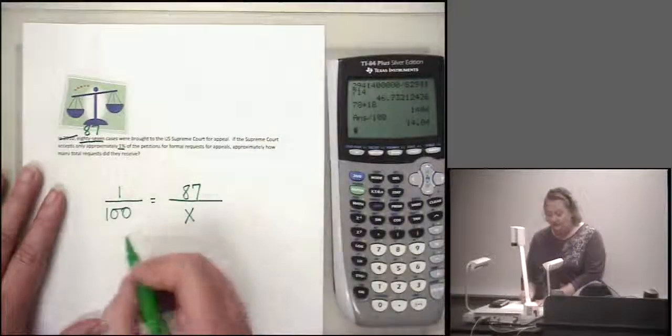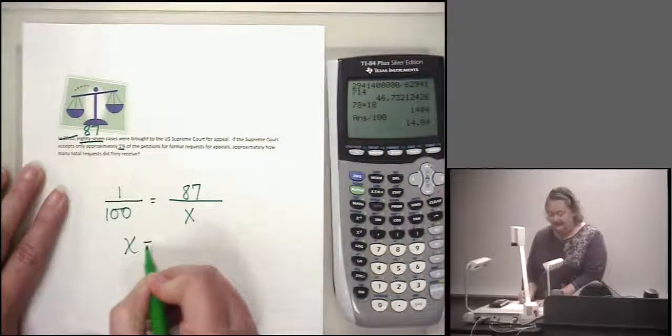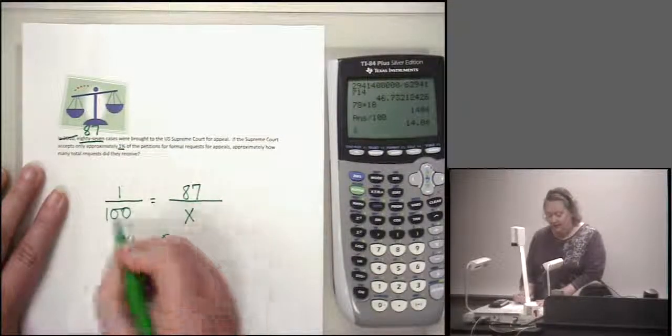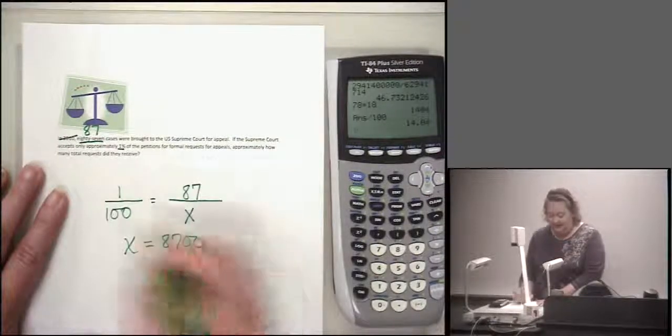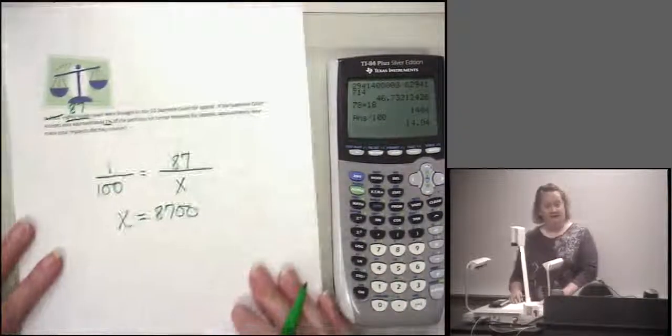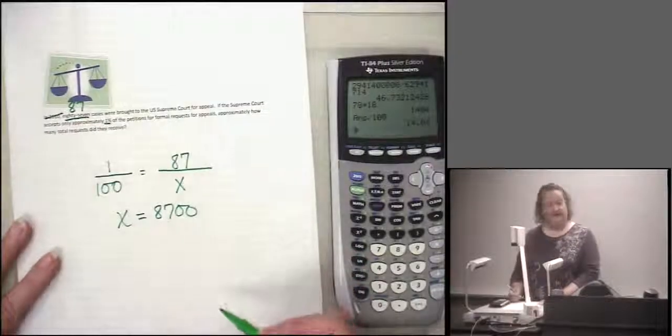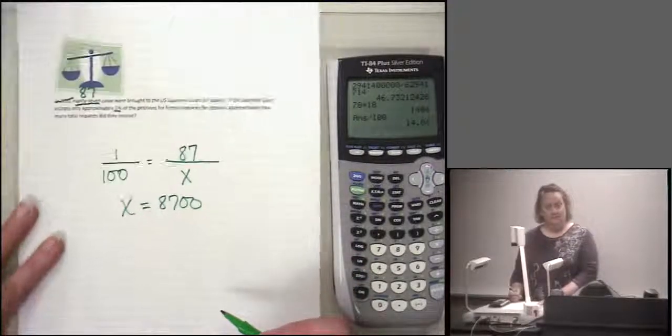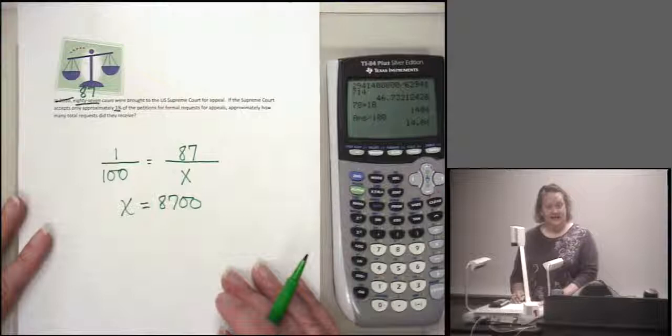Then we just cross multiply. 1 times X is 1X. 100 times 87. And since that's 1X, we don't really even have to divide by 1. So X is 8,700. It was really quite simple to solve once we set it up.